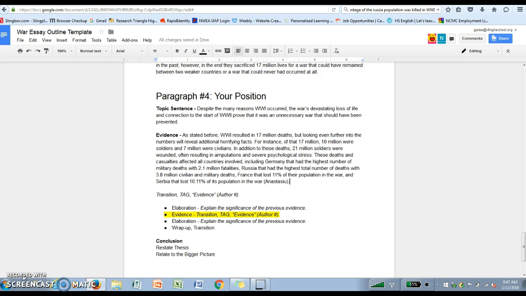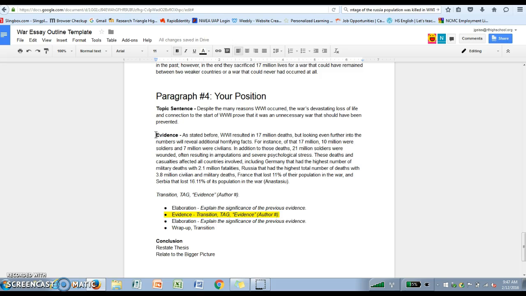So let's take a look at the first piece of evidence for this paragraph. It's a fairly long piece, and it gives a ton of data right at the readers. So it reads, as stated before, World War I resulted in 17 million deaths, but looking even further into the number will reveal additional horrifying facts. For instance, of that 17 million, 10 million were soldiers and 7 million were civilians. In addition to those deaths, 21 million soldiers were wounded, often resulting in amputations and severe psychological stress.